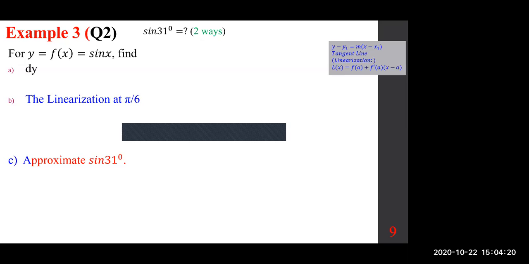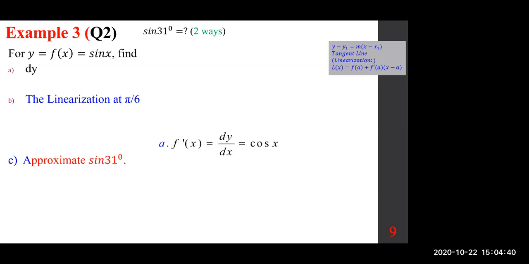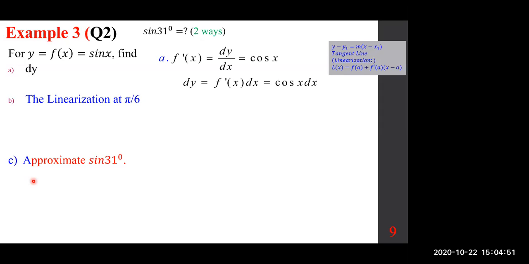Approximation requires the use of dy, or the linearization. We'll look at both cases, see how it's done. dy is very simple. First and foremost, f of x is sine x. Find f prime of x. So f prime of x, or dy/dx, is cosine x. Not a big deal at all. Now, what is dy? dy by definition is f prime of x dx. So cosine x dx. That's all there is to it.